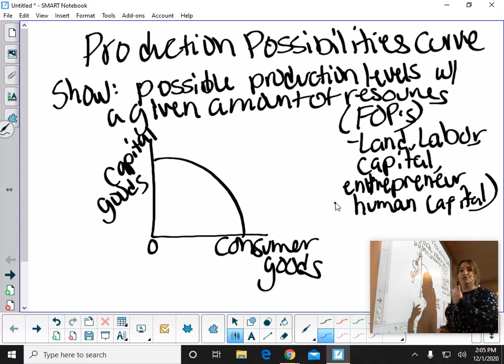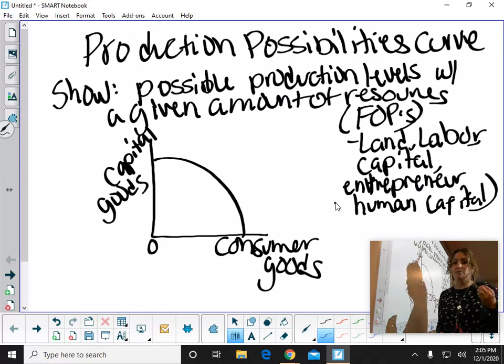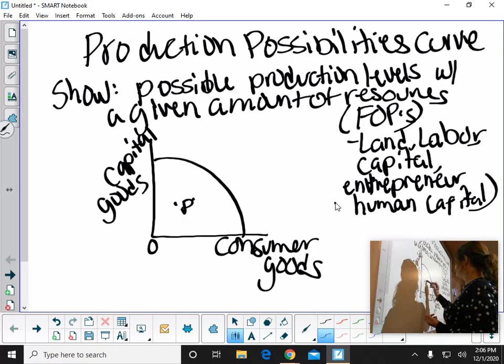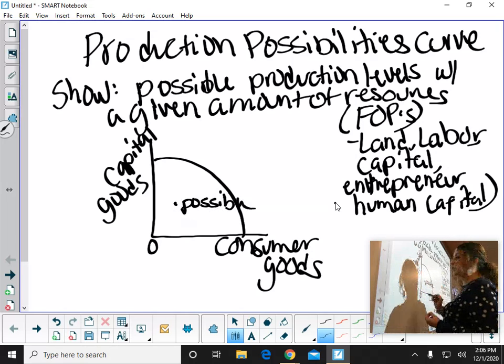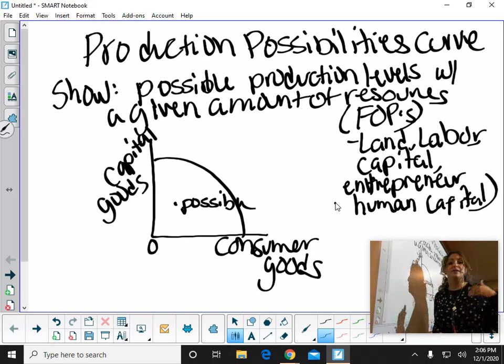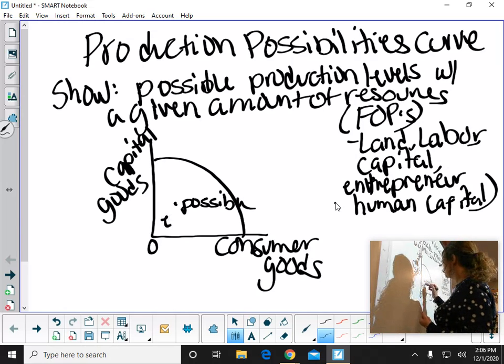The frontier shows us what is possible, but maybe we're producing less than what is possible, or maybe we're trying to produce more than we possibly can. So remember, a point inside the curve is possible, but since you're not using all of your resources, maybe you're not using all of your land or labor, maybe you're in a recession, you have all this labor that wants to work, that wants to have a job, but there's not enough jobs available, or you're just not using them. That's a recession. So you're just inefficient with your resources. Inefficient.